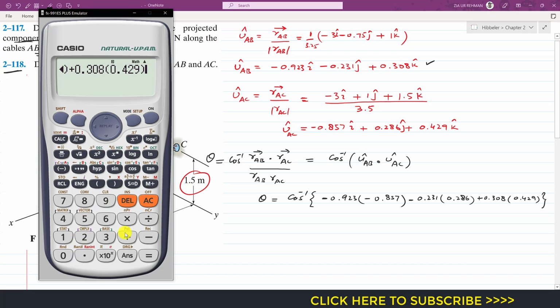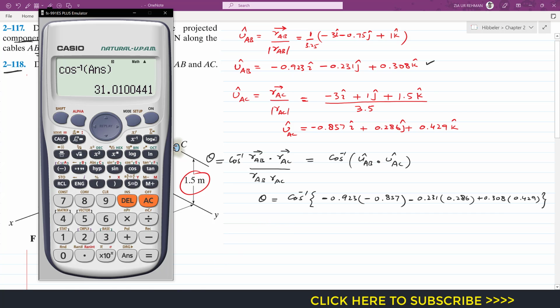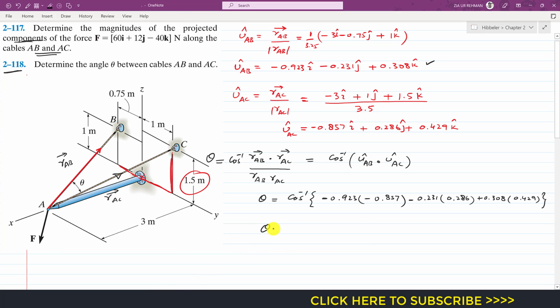So this gives us 0.857, and if I take cos inverse of this answer, I will press shift cos inverse of the answer, so that will give us the angle theta. So the angle between both of these cables is 31 degrees. So from this we get 31.01. So let's say that we assume the angle is approximately 31 degrees between both the cables. So this is the solution of these two problems.